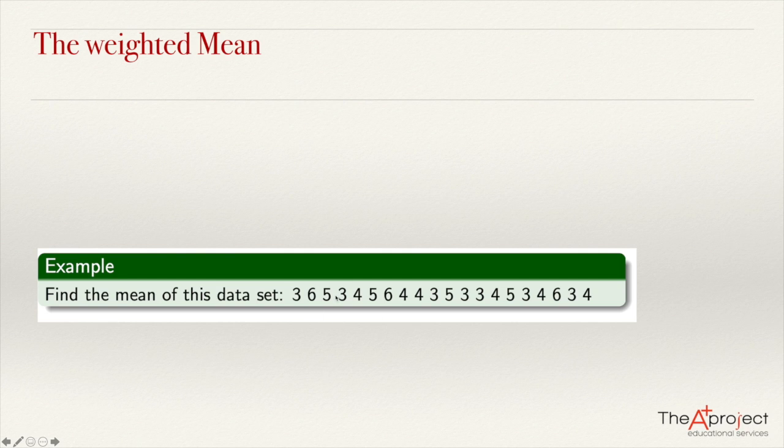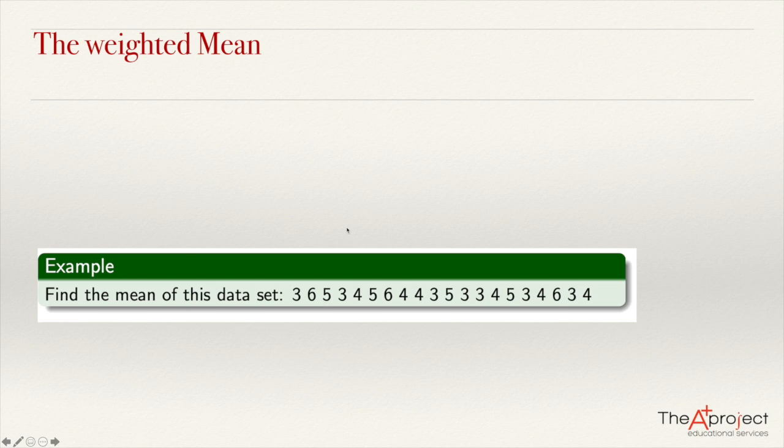For example, number 5 appears 1, 2, 3, 4 times. So the frequency of 5, we say that is 4. So instead of adding 5 plus 5 plus 5 plus 5, we can multiply 4 times 5. So that means now that instead of adding all the numbers, we can multiply the number by its frequency, and we'll save time by doing that.